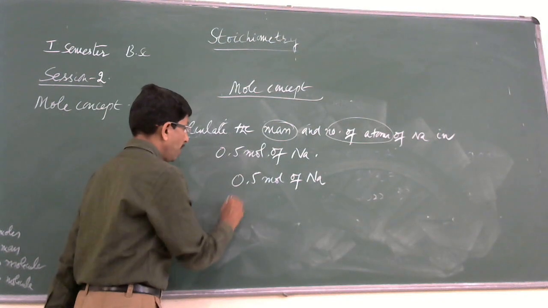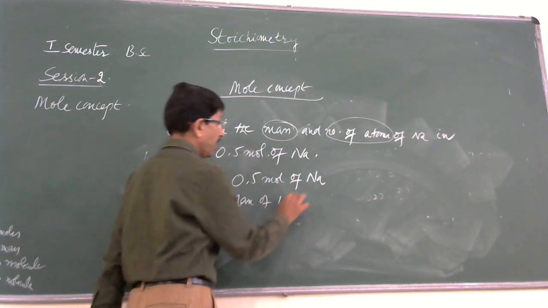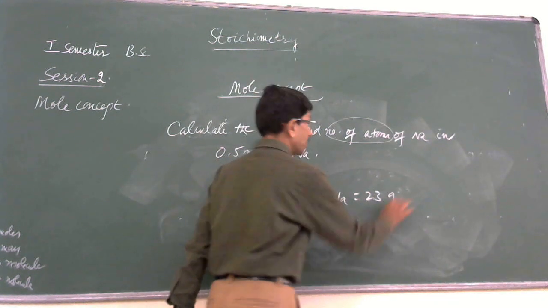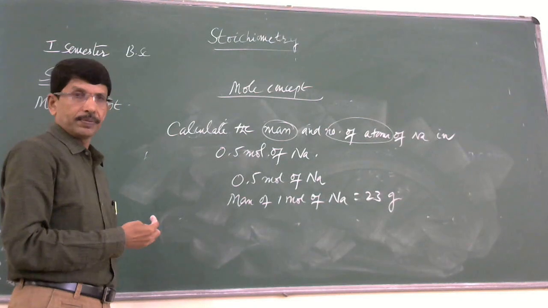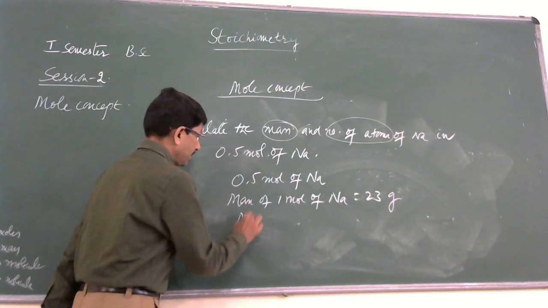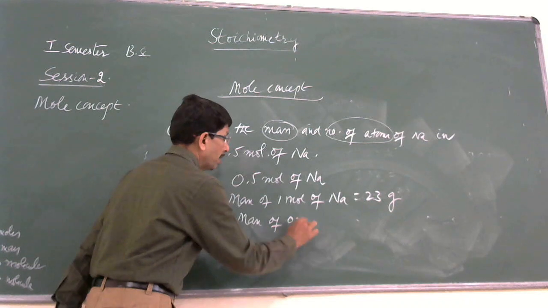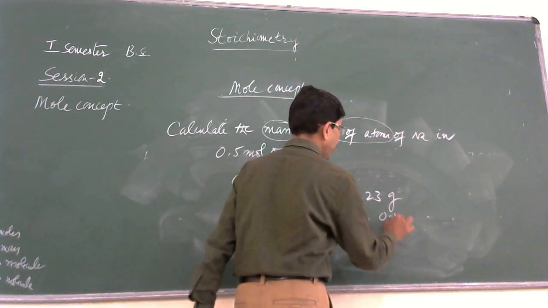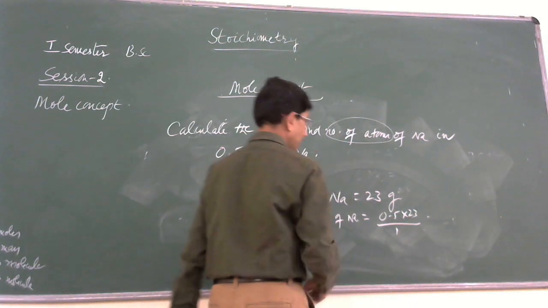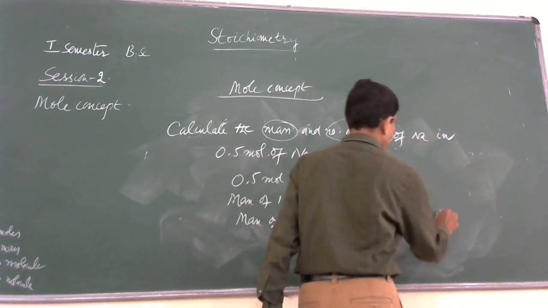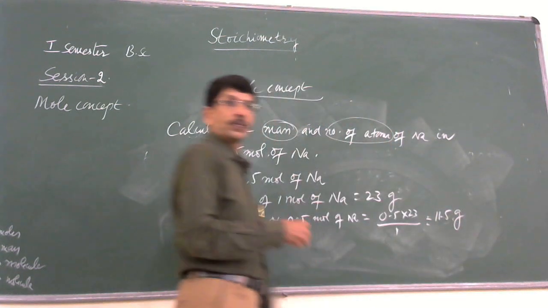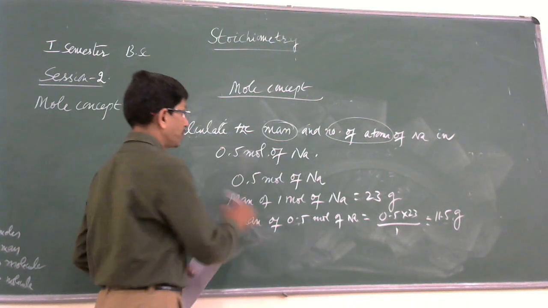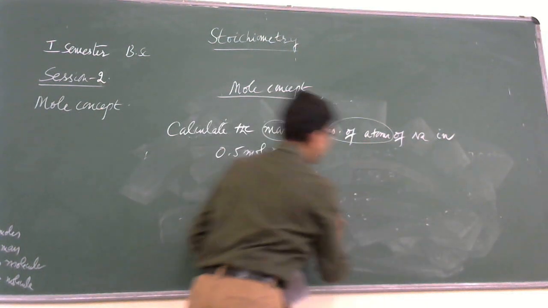So we know the mass of 1 mole of sodium is equal to 23 grams. That's 1 gram atom. So the mass of 0.5 moles of sodium is equal to 0.5 into 23 by 1. So this becomes 11.5 grams. So the mass of 0.5 moles of sodium is 11.5 grams. The problem is not over here.